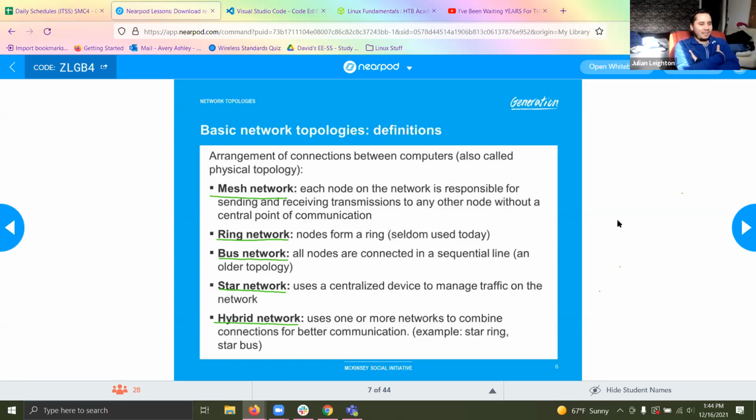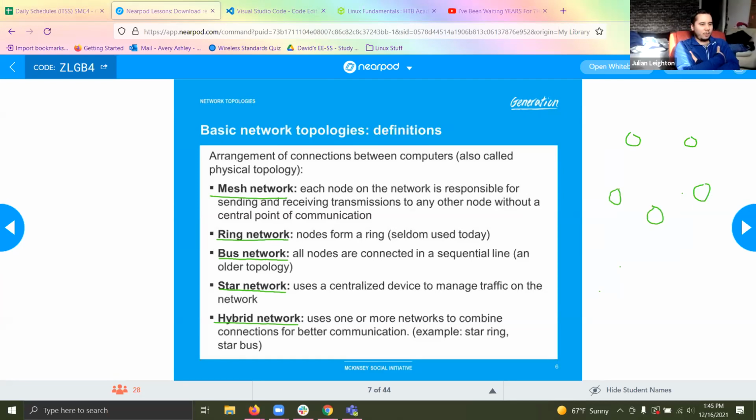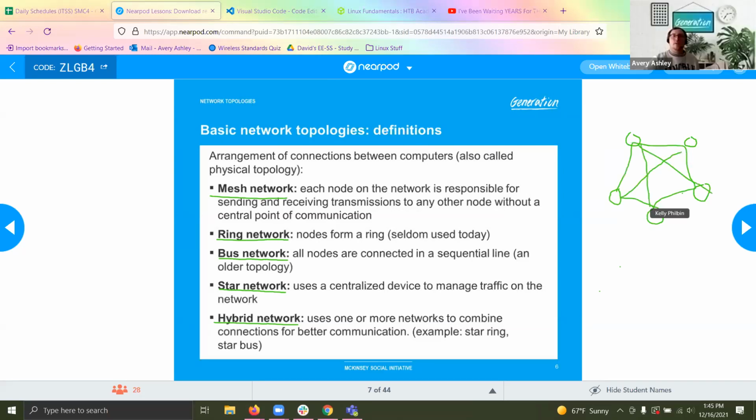Mesh network, each node on the network is responsible for sending and receiving transmissions to any other node without a central point of communication. I'm gonna keep going. Yeah, stop after a ring network, please. Ring network. Nodes form a ring, seldom used today. Perfect. So ring networks aren't really used anymore, but you might see one out in the wild if you're having to update someone's topology.